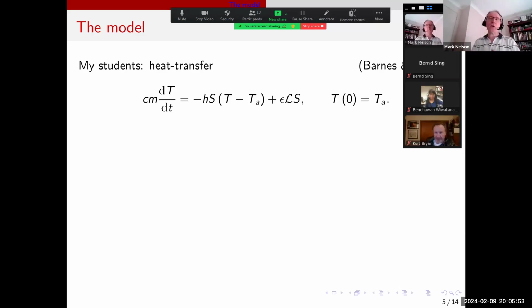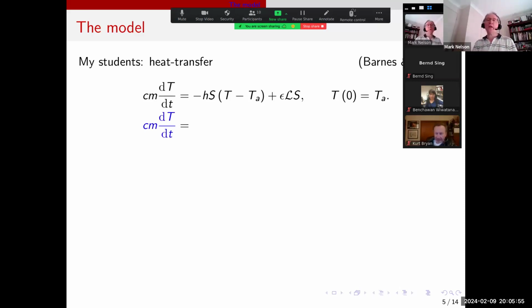Now, before I go on to simplify the equation, let me just say what the terms are. The left-hand side is the rate of change of heat content in my sample that's been heated up. The first term is the rate of change of heat content due to convective heat transfer between the solid and the atmosphere. And the third term is the rate of change of heat content due to radiative heating.